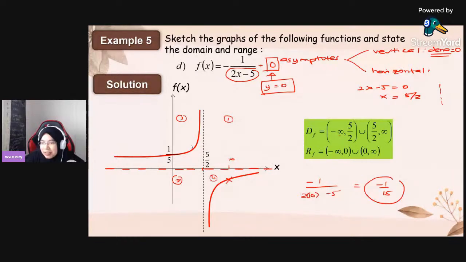Anything? Is there any graph that is not clear?